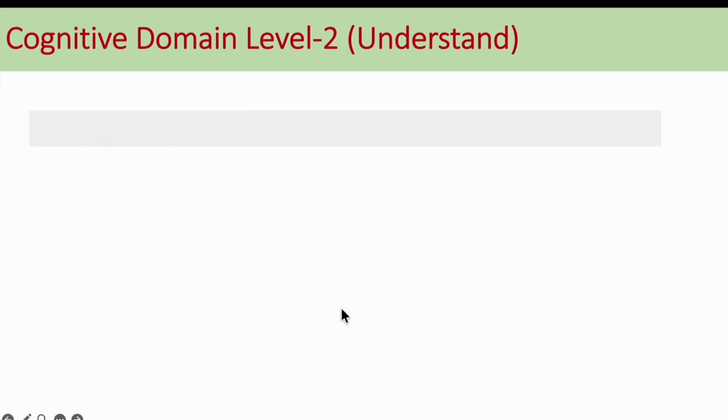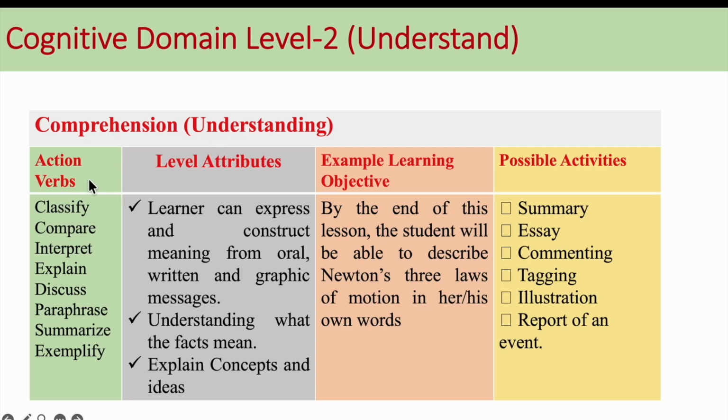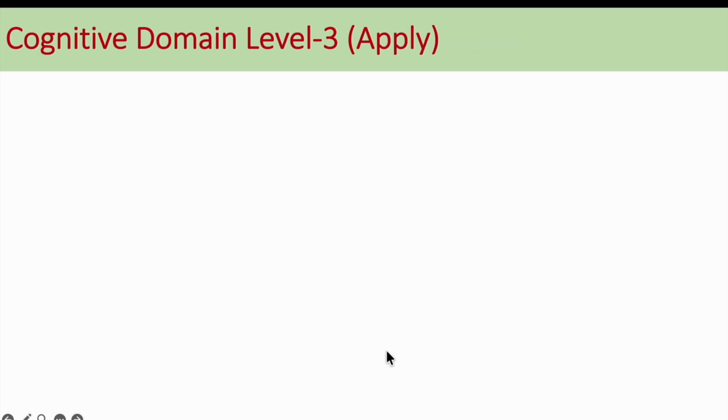Level 2 is understand, comprehension or understanding. The list of action verbs is given here, and the level attributes are: the learner can express and construct meaning from oral, written and graphic messages, understanding what the facts mean, explaining concepts and ideas. The learning objective: by the end of this lesson the student will be able to describe, not define, Newton's three laws of motion in his or her own words. The possible activities could be summary, essay, commenting, tagging, illustration, report of an event.